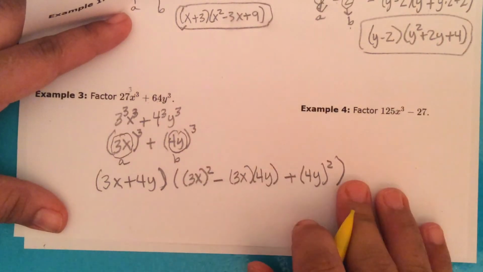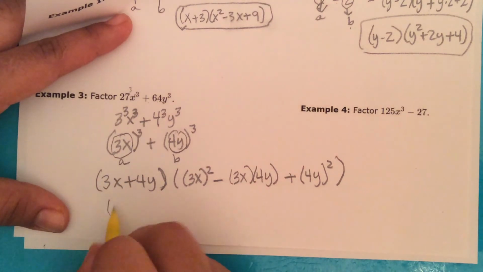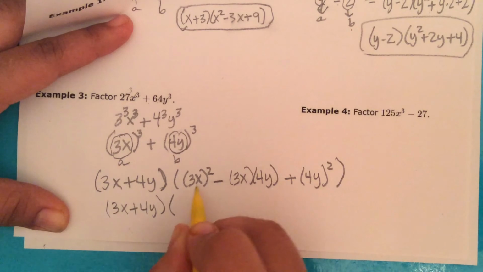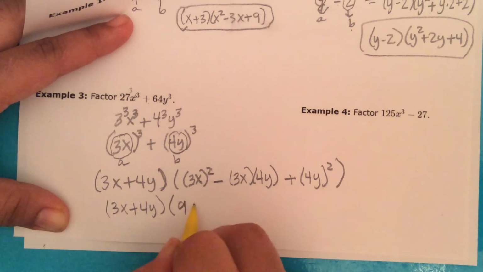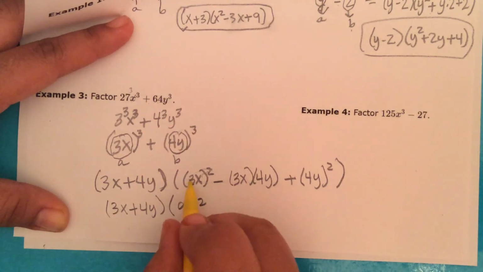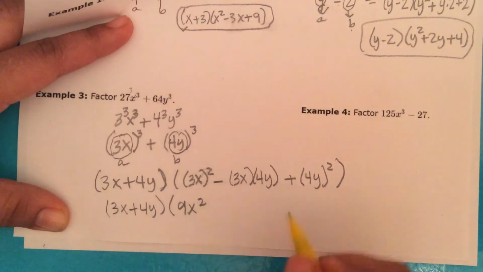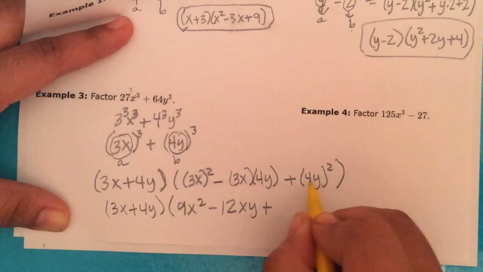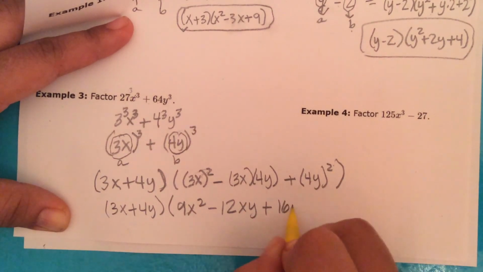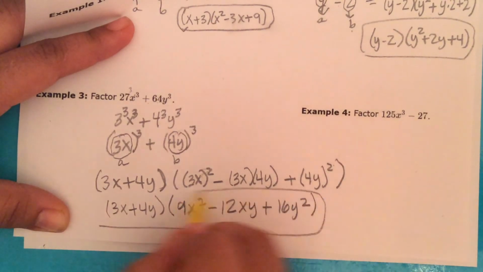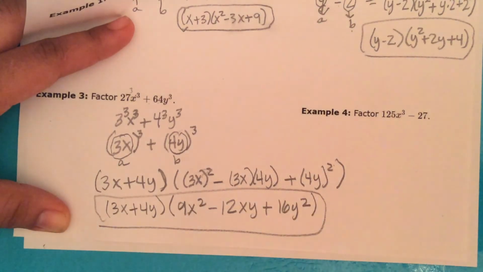Then we're going to clean this up right here. This never gets cleaned up. It's just 3x plus 4y in this case. And then this is going to be 3x squared is 9x squared. You have to square both of them. This goes to both of them. So 3 squared is 9 and x squared is x squared. Minus 12xy plus 4y squared is 16y squared. And so that's your cleaned up factored form right there.